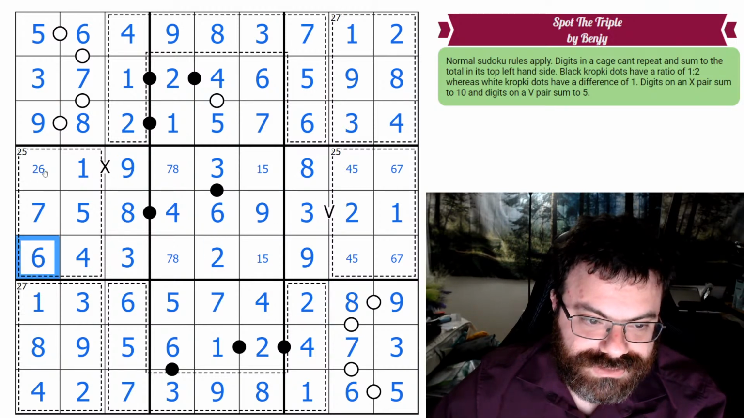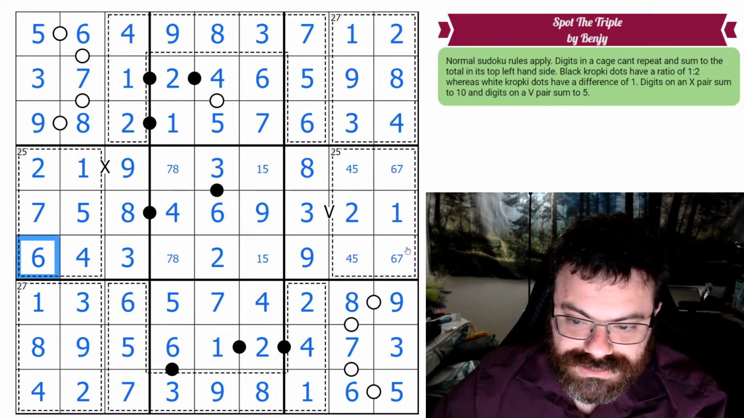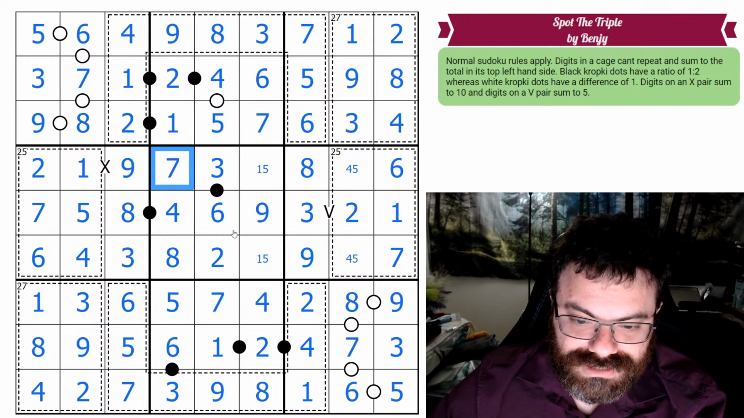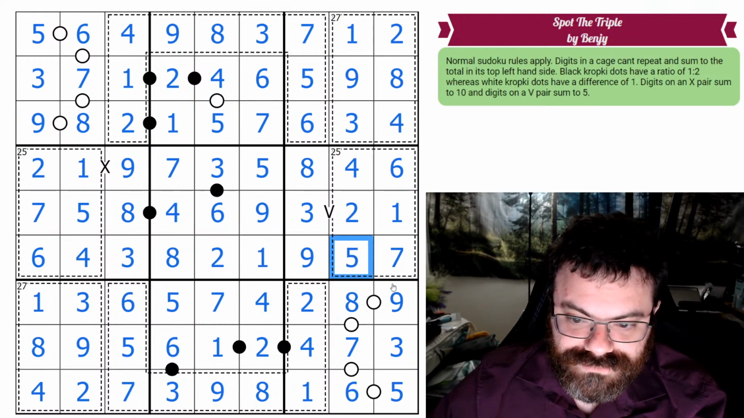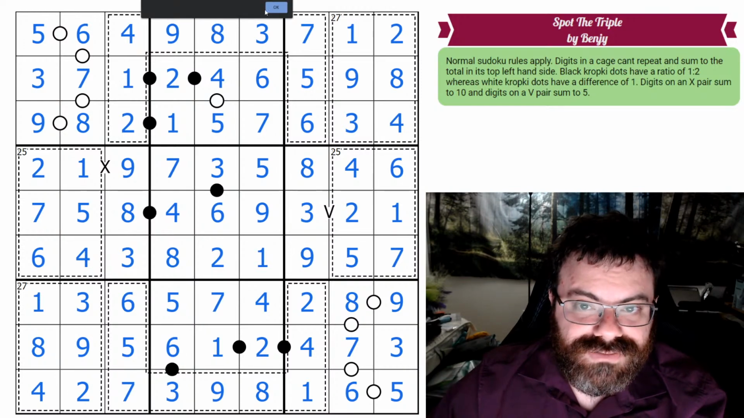This 2. Alright, 6 and 2. 6 gives us 7 and 6. 7 gives 8 and 7. This 1 gives 5 and 1, 4 and 5. Alrighty, neat puzzle.